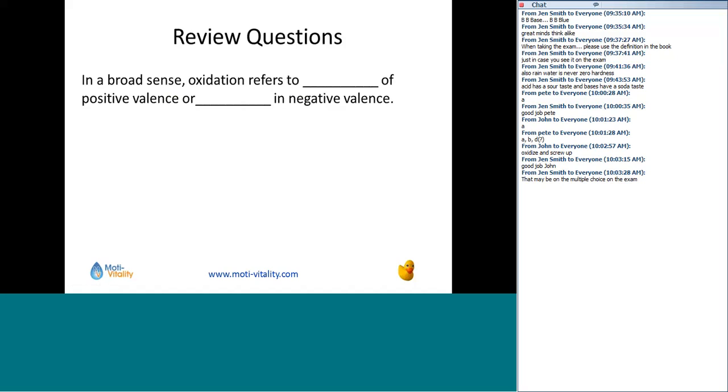In a broad sense, oxidation refers to blank of positive valence or blank and negative valence. You're probably not going to get this question on the exam, so I'll give it to you. In a broad sense, oxidation refers to the increase of positive valence or decrease in negative valence. You're probably not going to get that question.